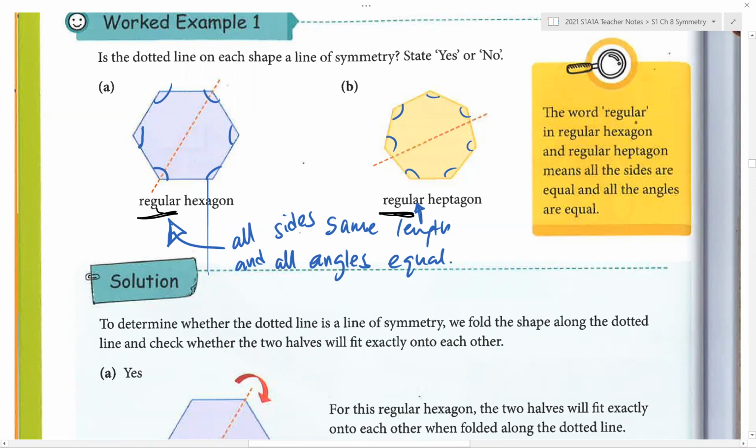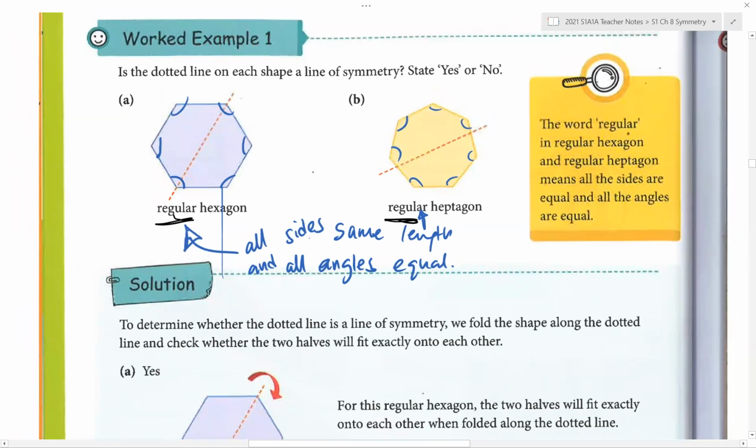So for a 3-sided figure, that would be our equilateral triangle. For a 4-sided figure, it will be a square. For a 5-sided figure, pentagon, then hexagon, so on and so forth. Okay, oh, it's actually written over here.